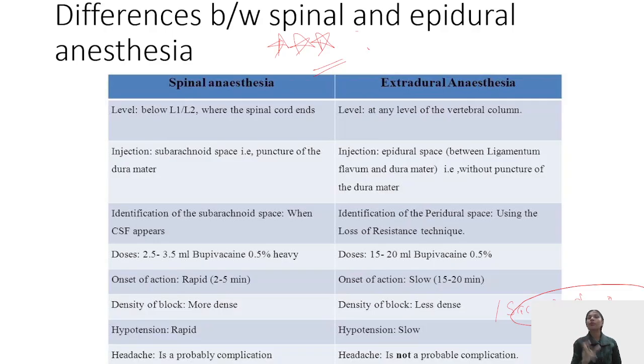And when we talk about one of the most important complications of spinal anesthesia, it is post-dural puncture headache. As the name suggests, because you have pierced the dura mater, the patient will have a headache. Whereas in the epidural, you're not puncturing the dura mater, so the chances of headache decrease a lot. I hope the differences between the spinal and the epidural are clear.